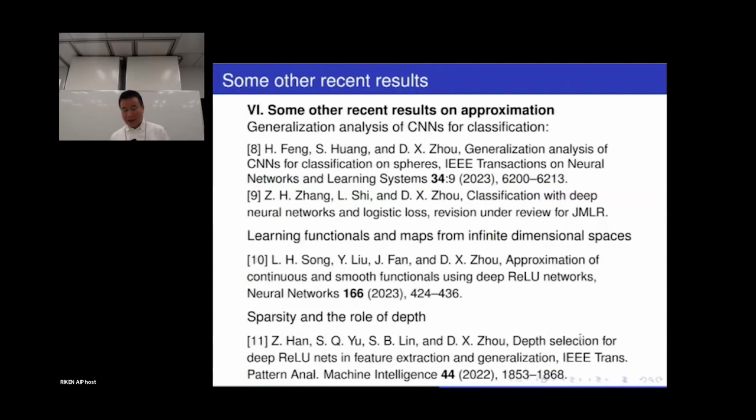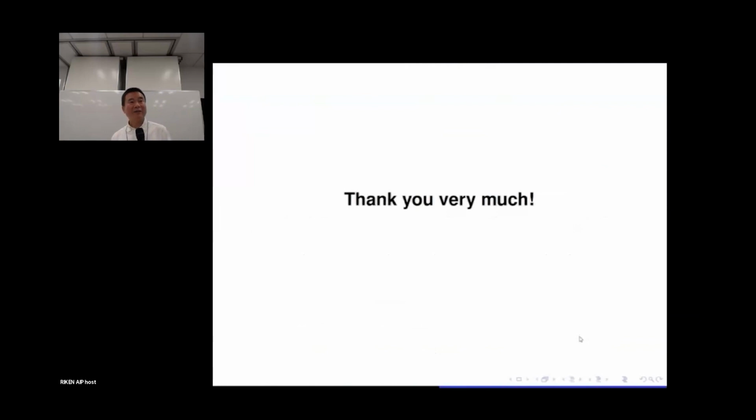So recently, we have done some other results along this direction by deep CNNs in approximation. Like we can show that deep CNNs perform well in classification, and they can also do well even if the loss function is logistic loss. And we consider also learning operators on infinite dimensional spaces. And recently, we are studying possible theory for transformers, but it's extremely difficult. So I hope I can report this later on. But that's what I want to talk about here today. Thank you very much for your attention.